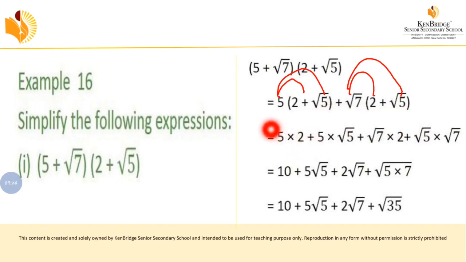Now the next step will be 5 2s are 10. Then 5 into root 5 it will become 5 root 5. Then here also the same thing, root 7 into 2 it will become 2 root 7. Then here also root, here also root. So what we did, we have made as a single root, okay. Both are root numbers, right? So we made a single root, and inside the root we have written 5 into 7. So now this can be written as 10 plus 5 root 5 plus 2 root 7. 5 7s are 35. So plus root 35. Okay. This is the way you have to simplify the given expression. So let's see.